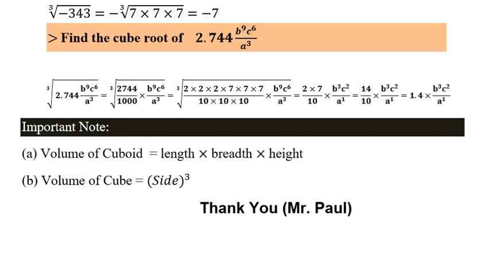Okay. Now 14 by 10 we can write as 1.4, and b to the power 3, c squared by a to the power 1. So in this way you have to calculate all the given decimal numbers and exponential forms also. Remember this. This is for cube root.